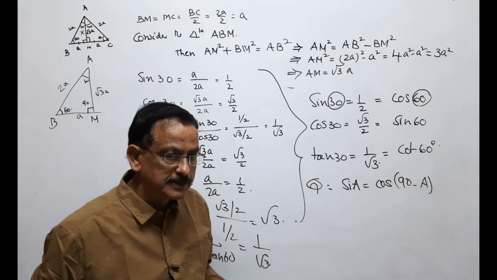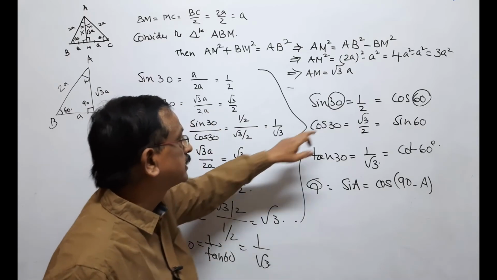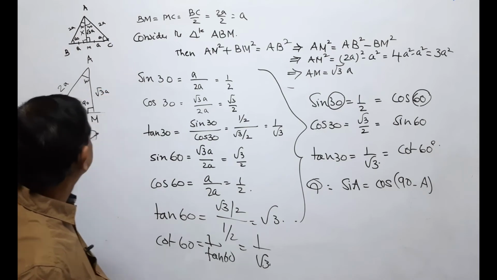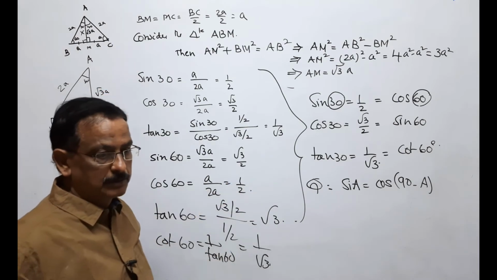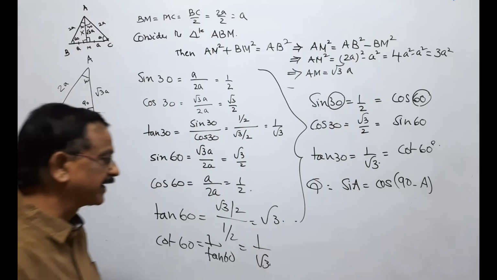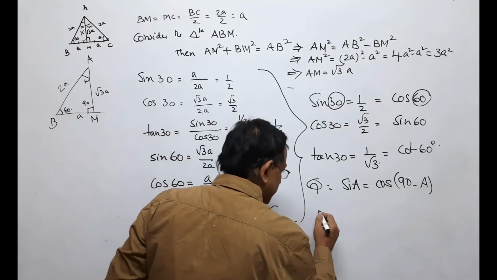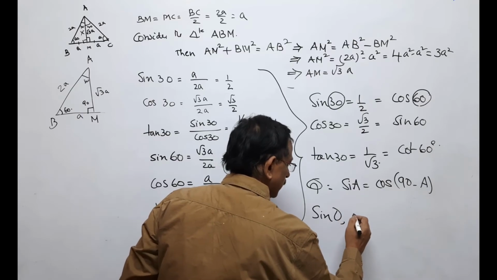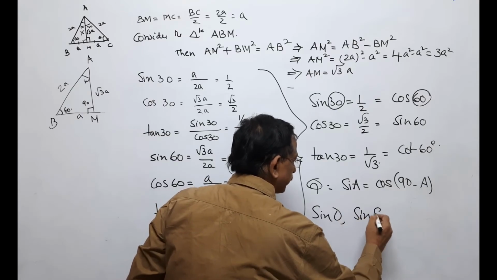After seeing this, we have evaluated 30, we have evaluated 45, we have evaluated 60. These are trigonometric ratios for some specific angles. Now, the question is, what about sine 0 and sine 90?